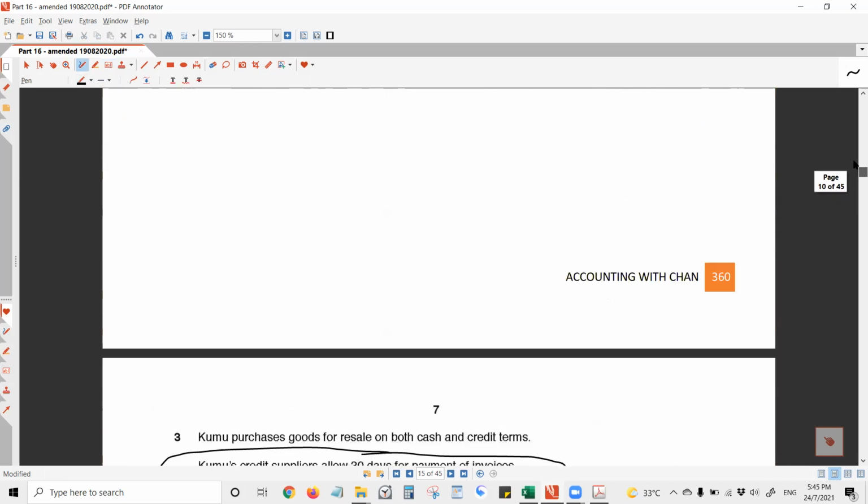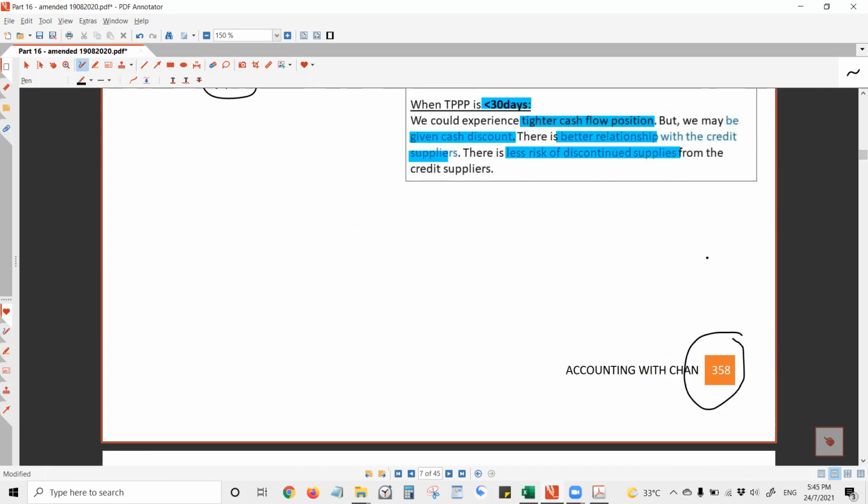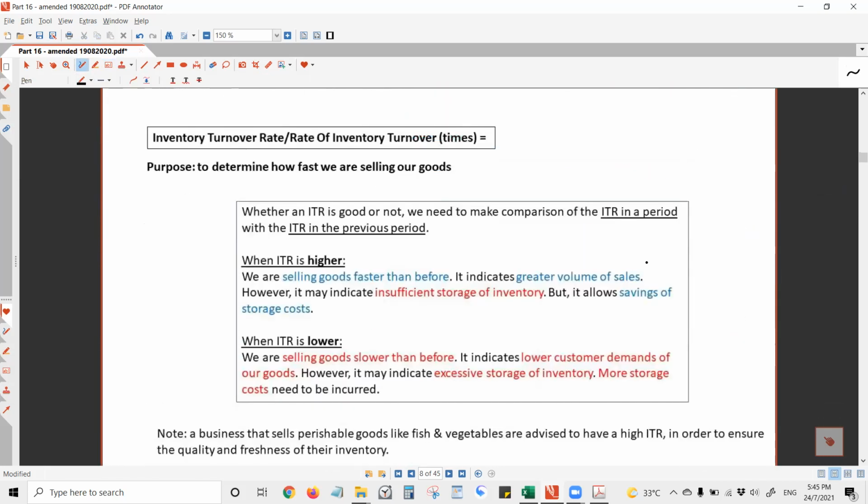We learn the next formula, which is something about inventory. So page 359. So this is known as inventory turnover rate, or you call it as rate of inventory turnover. Can be used interchangeably. Which term you would see, I do not know in the exam. Okay, both terms can appear. But this time the measurement unit is not days anymore. It is number of times.